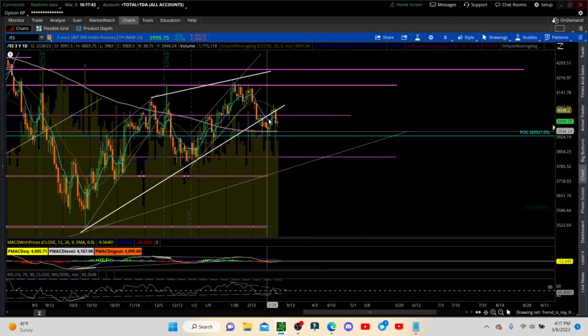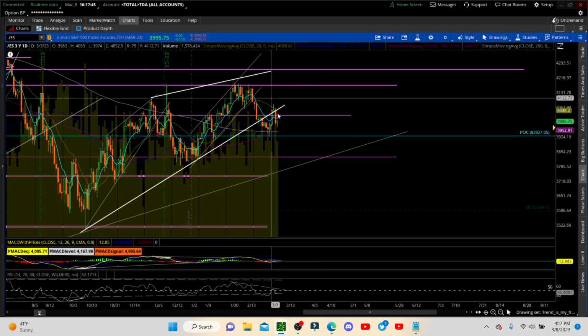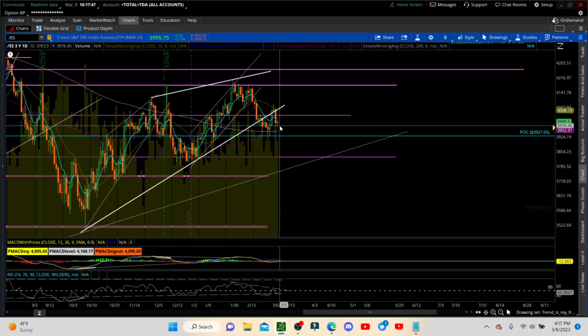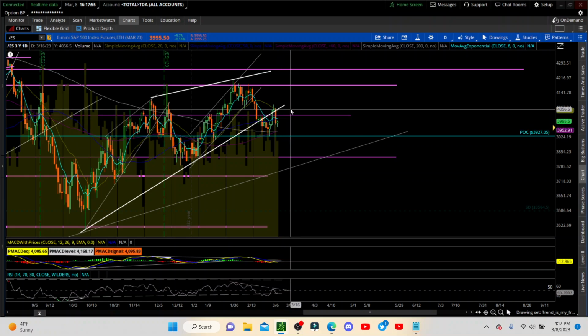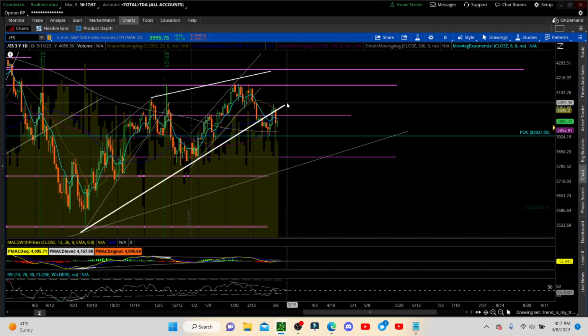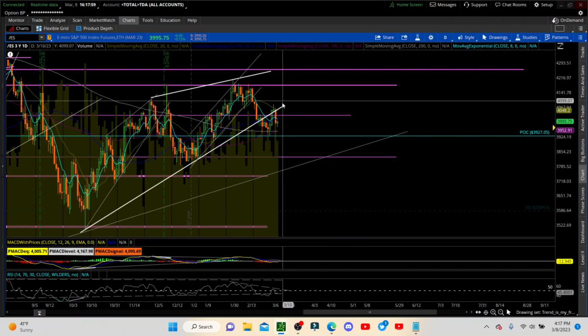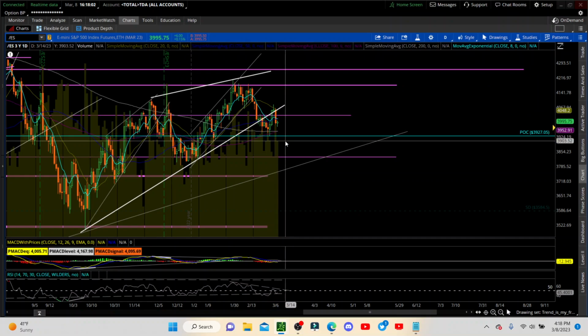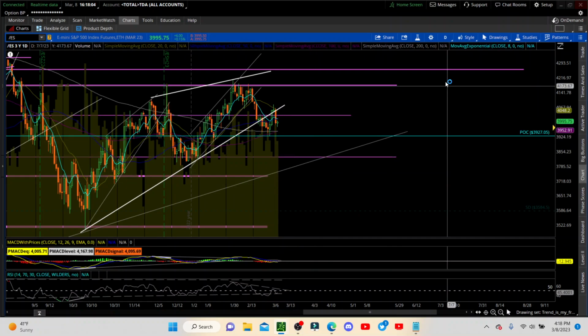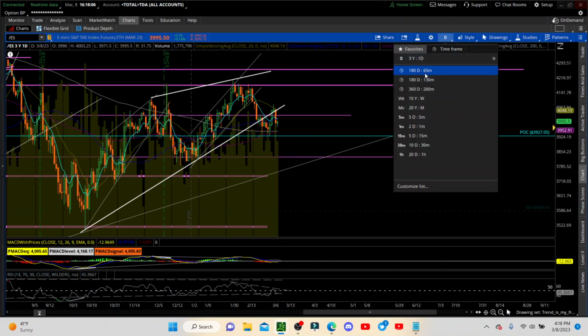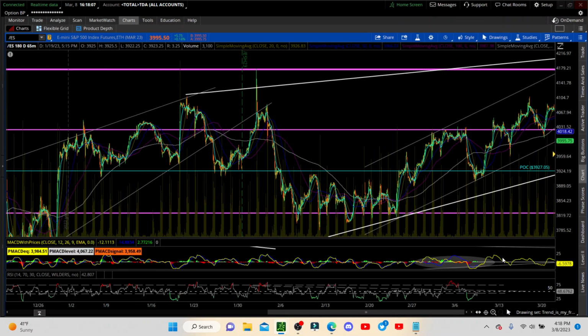So just to keep that in mind, if this does hold, if we're talking about the 3980, if 3980 is to hold and we start to make highs, that's one of the situations I'm going to be looking at. I'm holding on to shorts. I told you that. If price goes against us, we get out.